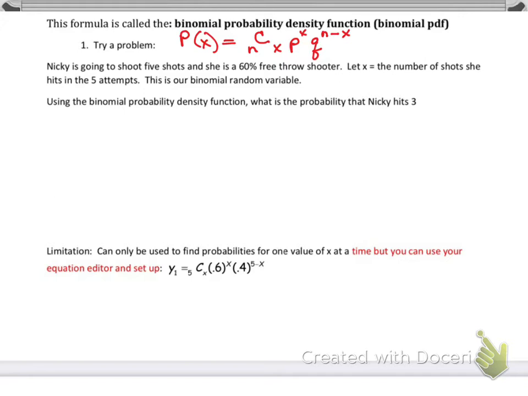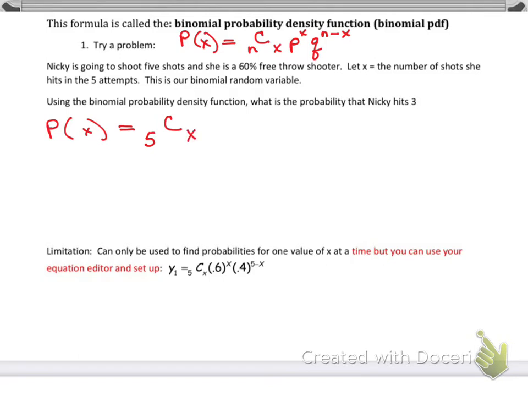So here's our problem. Nikki is going to shoot 5 shots. 5 shots, that's her n. Okay, so 5 is the n. So let's start writing this out. So the probability of x, we're just going to write that for right now. N is 5 trials, and x is the number of shots she hits in the 5 attempts. Okay, so far we have that.